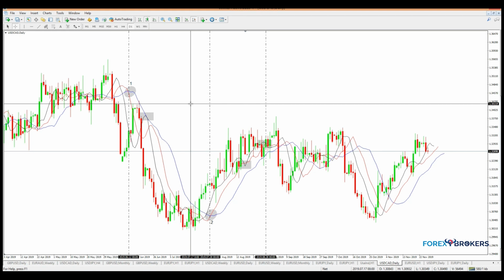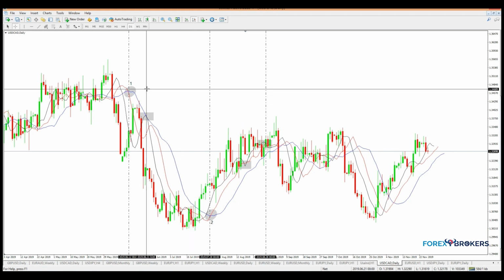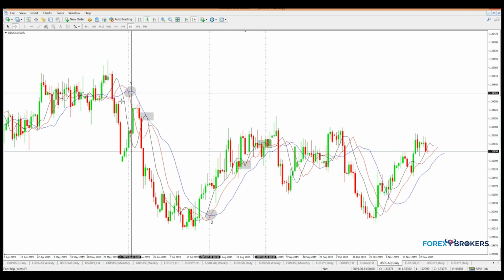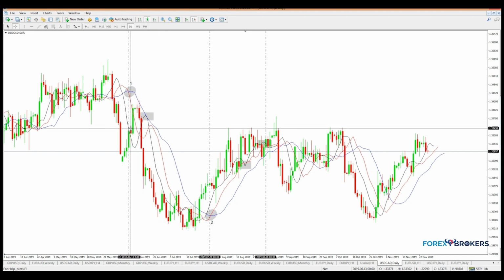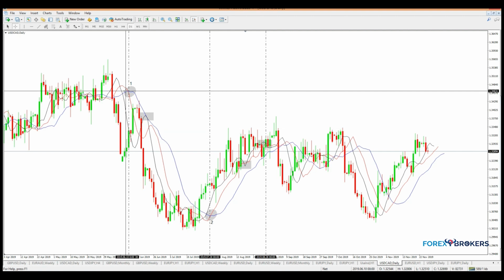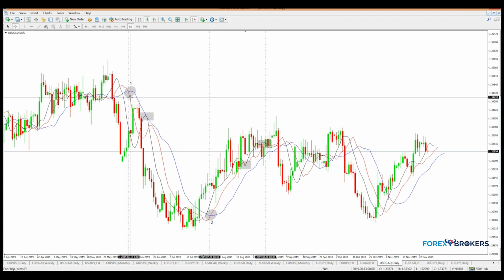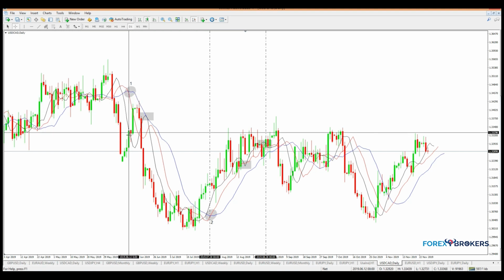The idea when trading with the alligator is to wait for all these moving averages to align from the slowest to the fastest one. See here, when the red line moves below the blue line, then the blue line is on top of the red one, the red line is on top of the black one, and that's the entry place.